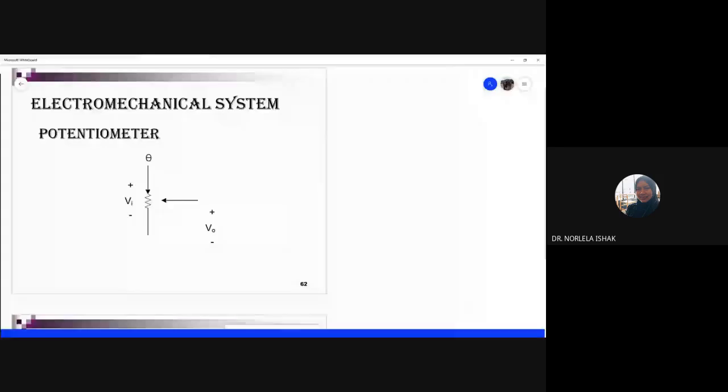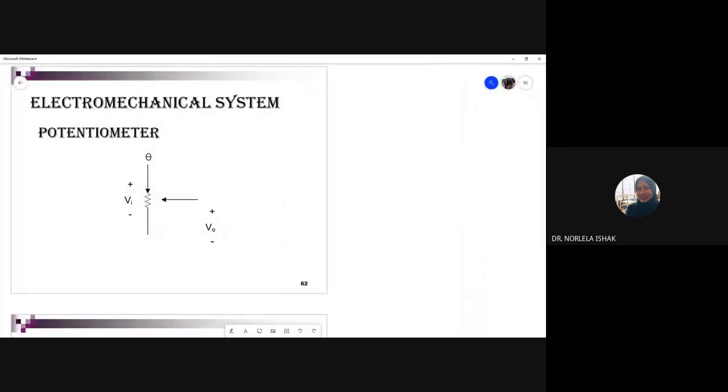Okay. So let's say, I have already written the name. Okay, this is the symbol for a potentiometer. What is the output from this potentiometer? VO. Okay, good. So VO is our output from the potentiometer. Meaning VO, and this is theta. Is this a linear potentiometer or a rotary potentiometer?